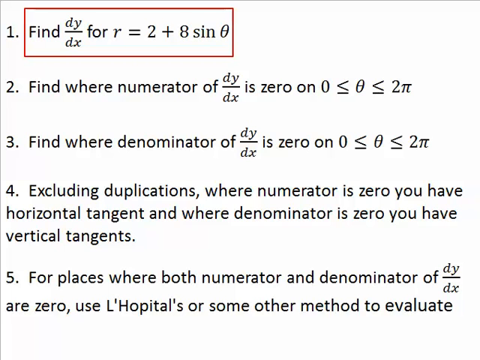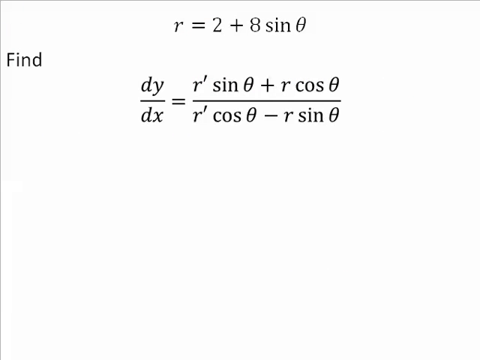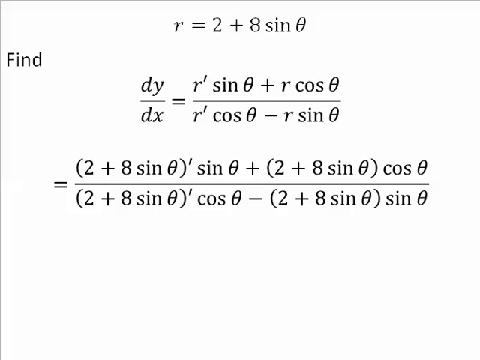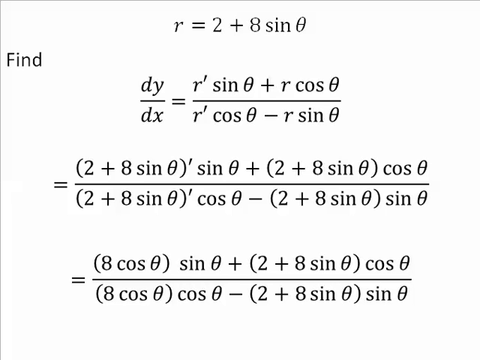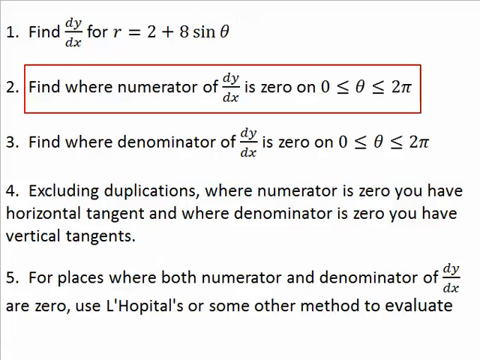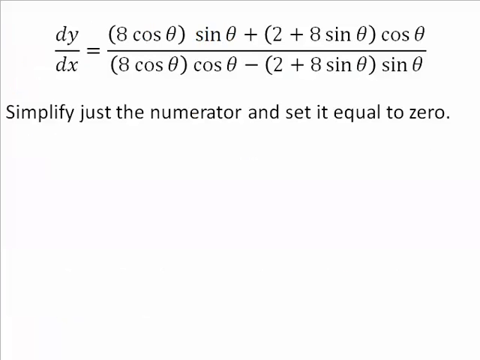Find dy dx. Alright, so set up dy dx. After we do the setup, go ahead and take the derivative. Now we have to clean, wait. Don't clean it up. Do not simplify. Now why is that? Remember I said we have to worry about duplications, and we don't want to do any kind of canceling. So instead, we're just going to find where the numerator is 0. So simplify just the numerator and set it equal to 0.